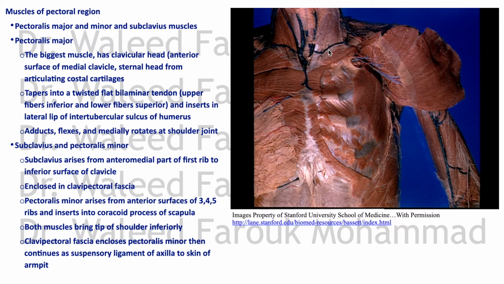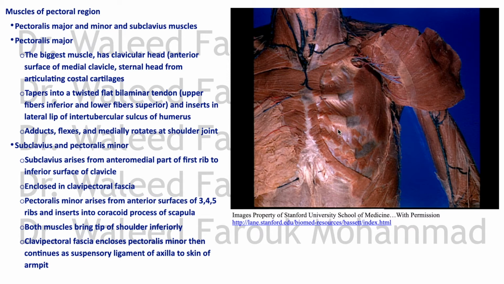Now you all remember the deep investing layer. We stopped at the clavicle where the deep investing layer is attached. Some consider that the deep investing layer continues as the periosteum of the clavicle and then forms fascia. See this fascia here? This is called the clavipectoral fascia that splits to enclose the pectoralis minor, and after enclosing the pectoralis minor, inserts itself in the armpit, in the axilla, as the suspensory ligament of the axilla. So remember the intimate relation between the clavipectoral fascia and the pectoralis minor muscle. Okay, it's easy.